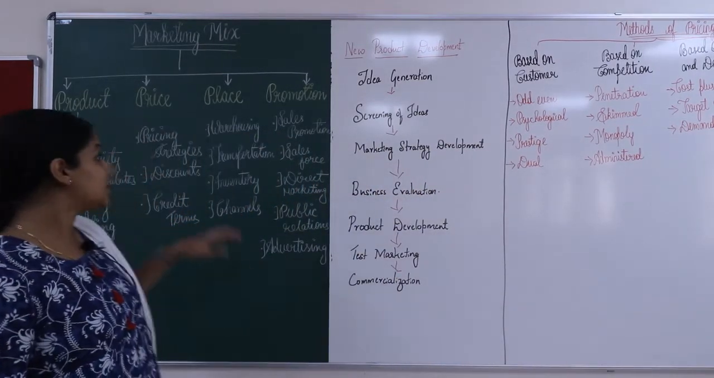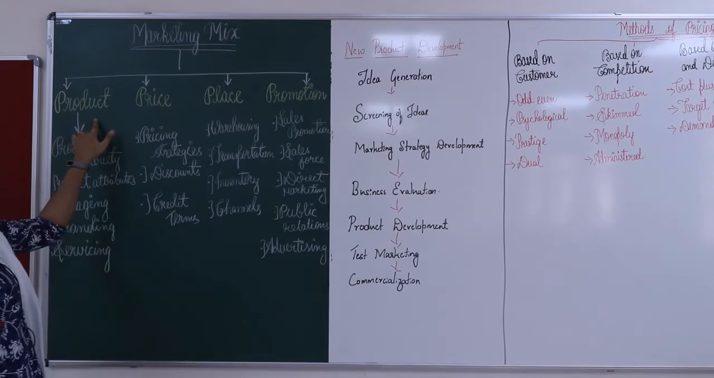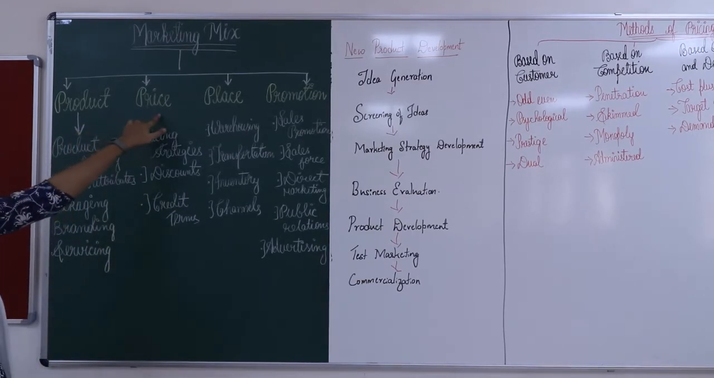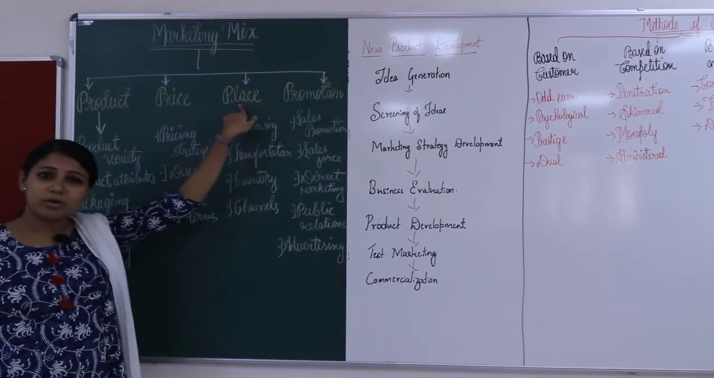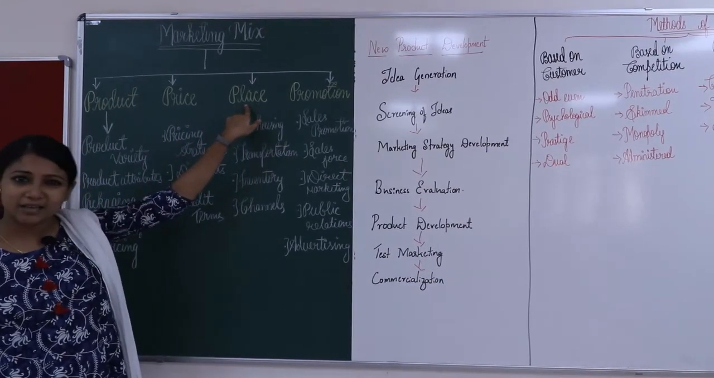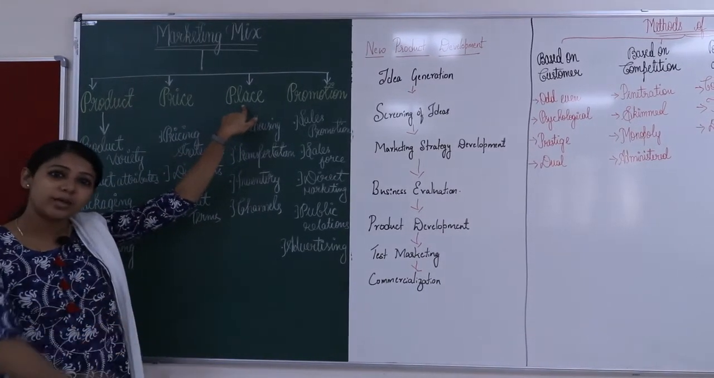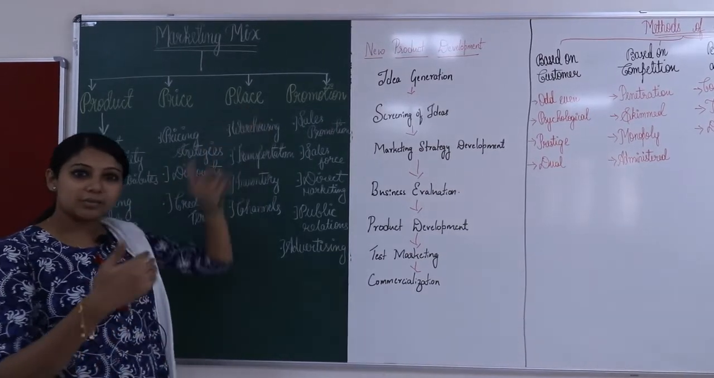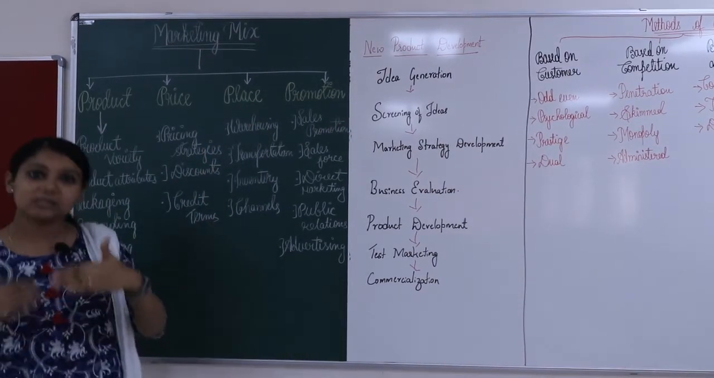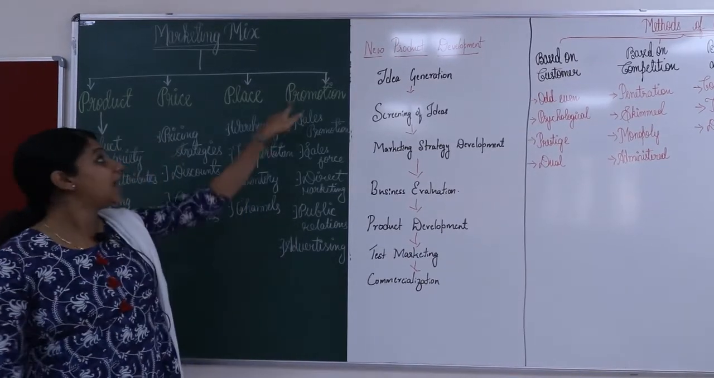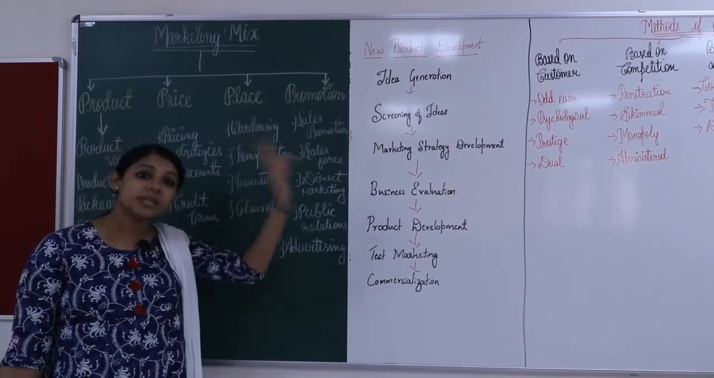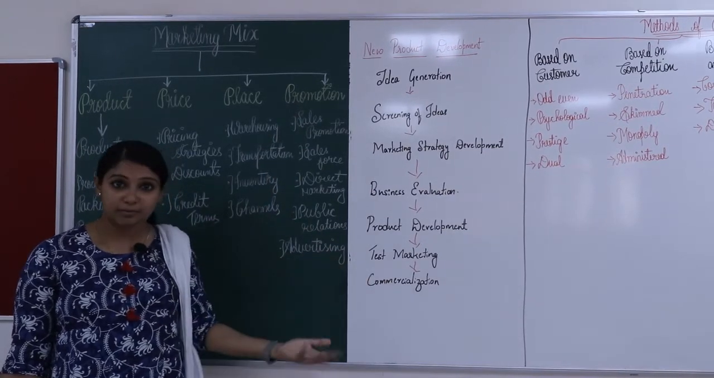So the 4 P's are your product, what product you're actually selling to the customers; price, at what price you're selling to the customers; place. This is where a lot of you get confused when I say place. It's not just the point where you sell it, it mostly talks about the channels of distribution. How does the product reach from the producer to the ultimate consumer? And promotion is communicating to the consumer what kind of products you are manufacturing.